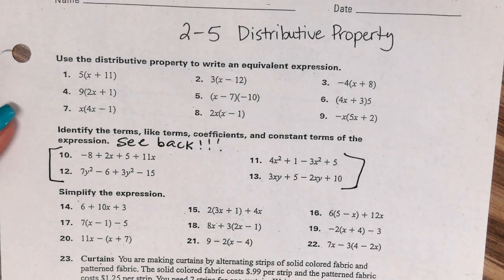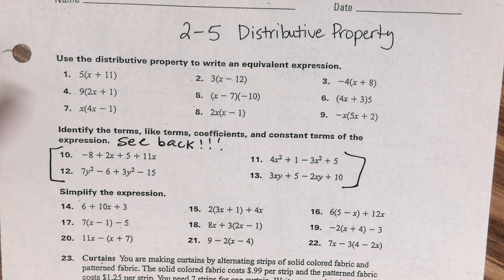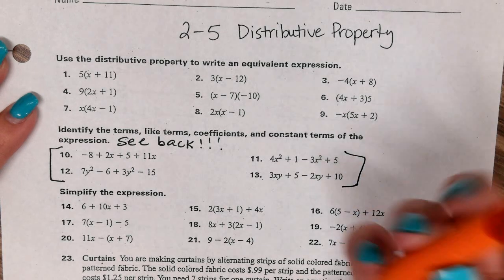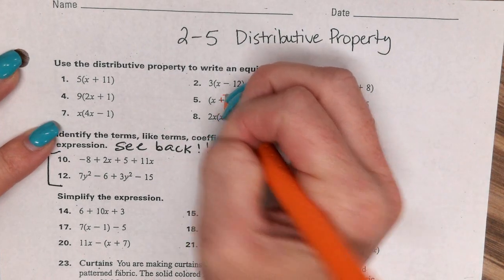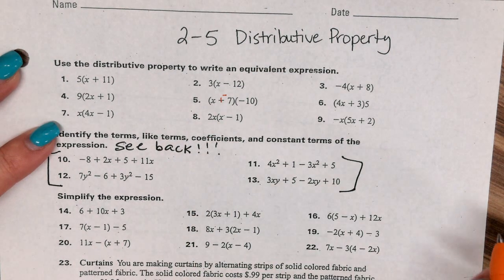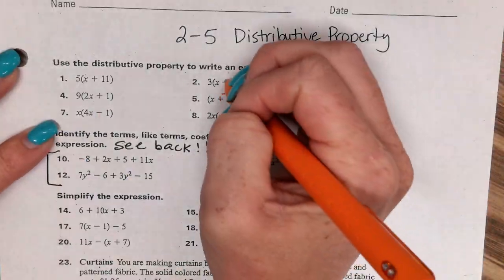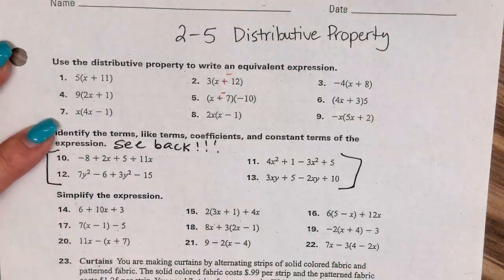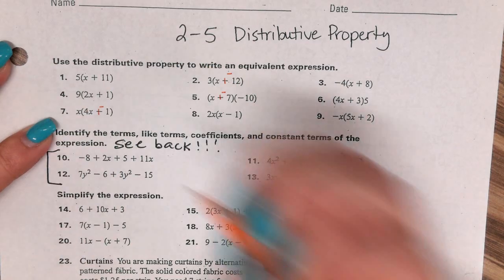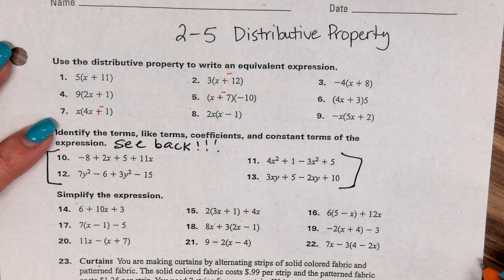On 1 through 9, you're just going to distribute and simplify it. What are you going to do if you see a subtraction sign in parentheses? So which one? Number 5, you need to change. Number what? Number 2, I skipped that one. Yep. What else? 7. What's the last one you need to change on? 8.